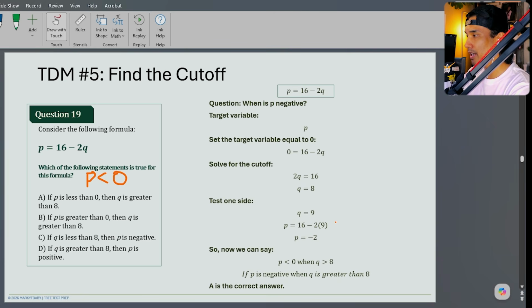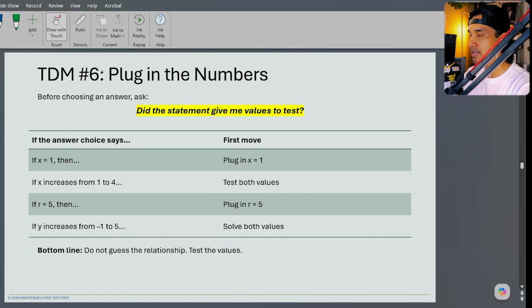Well, I can tell you from here that when you choose a value greater than 8, which is 9, you will get negative values. If P is negative, then Q is greater than 8. Or vice versa, when choosing values greater than 8, P is negative, making A the correct answer choice. All right. Next, test day move.